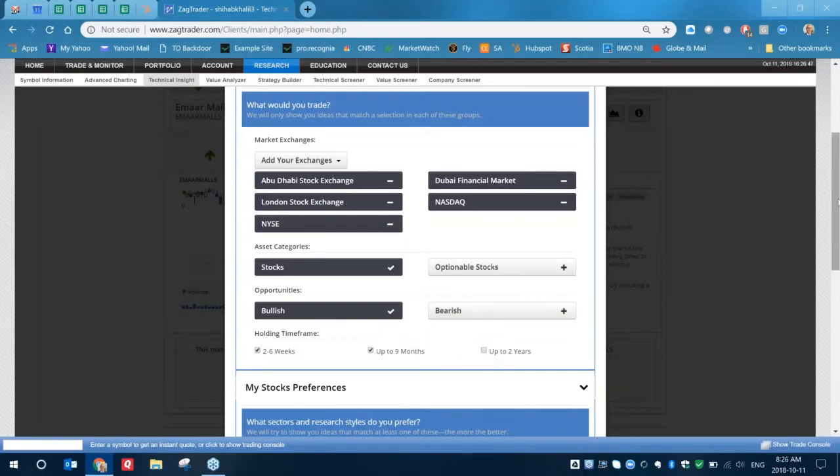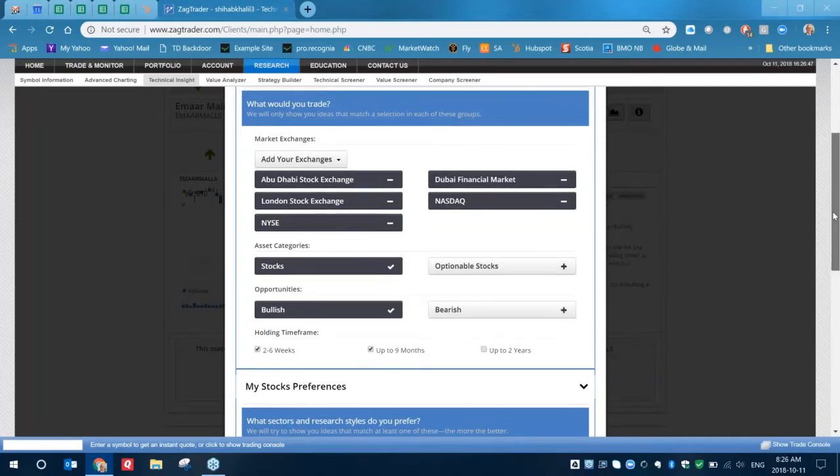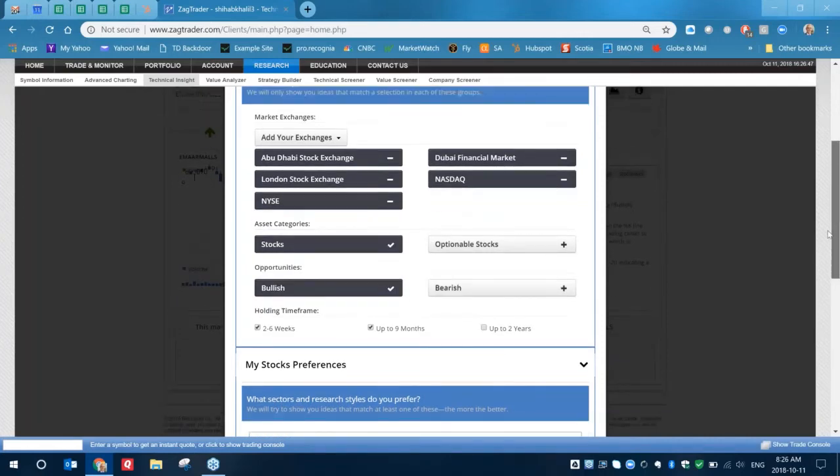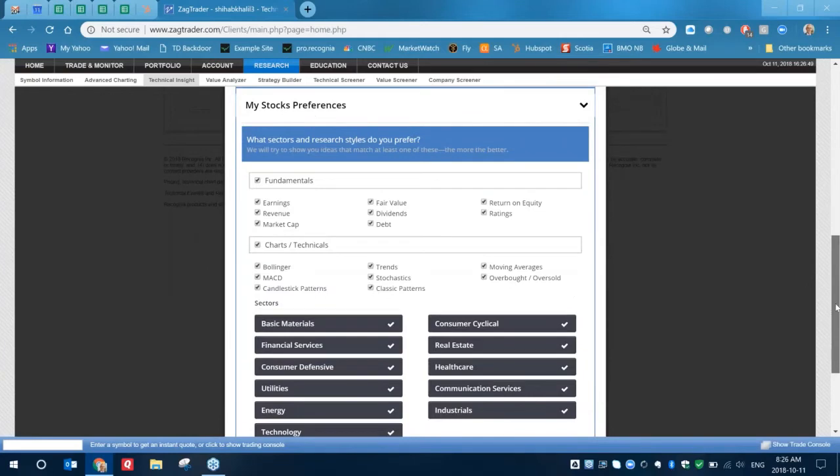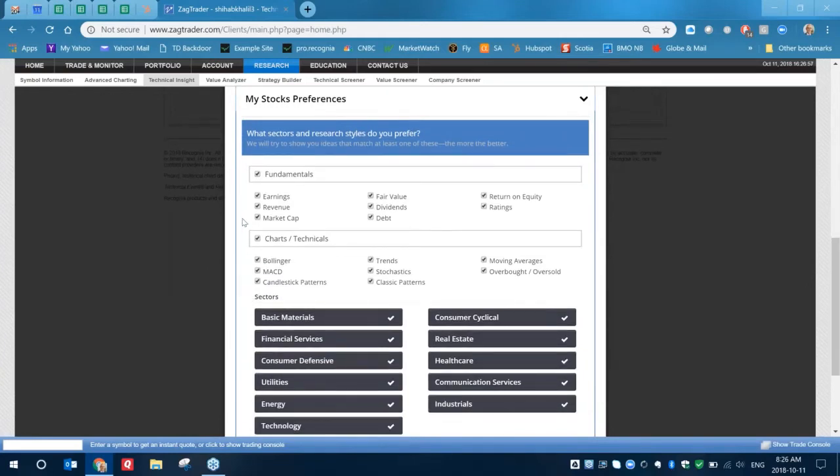And then last, you can say something about your research preferences. Are you looking for stocks picked because they have great fundamentals, things like earnings and revenue and dividends and so on, or picked more based on their technicals, things like Bollinger Bands or MACD or stochastics?